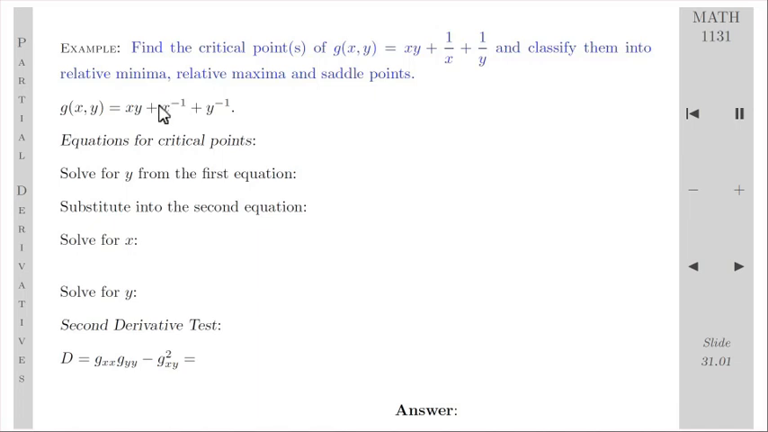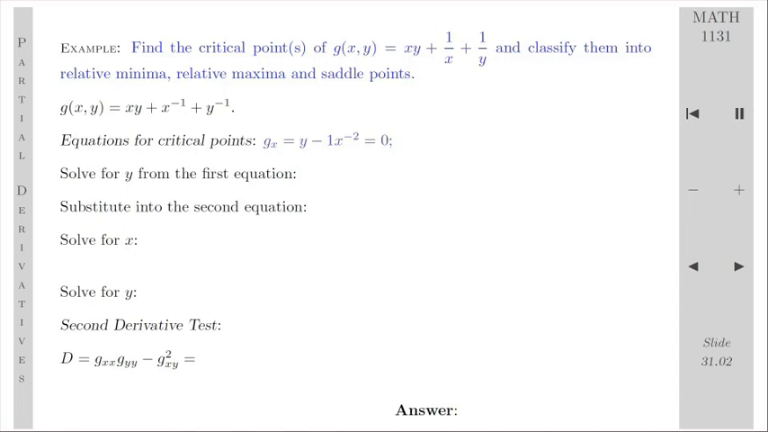If I differentiate with respect to x, in the first term I have x times y, derivative with respect to x is 1 times y. In the second term I have x to the power negative 1, its derivative by the power rule is negative 1 x to the power negative 1 minus 1, or negative x to the power negative 2. In the third term I have only y, treat y as a constant when I differentiate with respect to x, so its derivative will be 0. The partial derivative with respect to x is y minus x to the power negative 2.